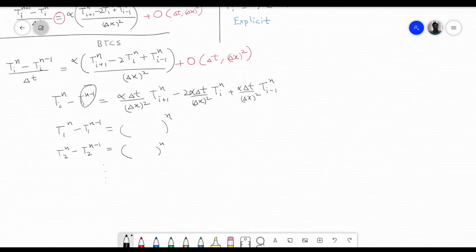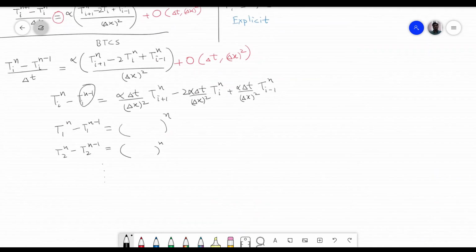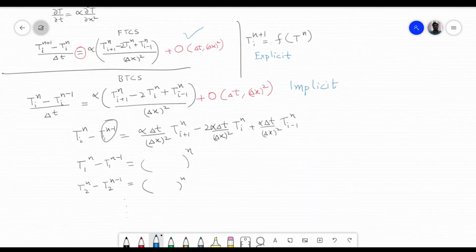Because you cannot explicitly express the temperature at the next time step as a function of the temperature at the previous time step, this is known as an implicit scheme or implicit method of writing the difference equation. This is an implicit approach and that is an explicit approach. So explicit is very simple to code.